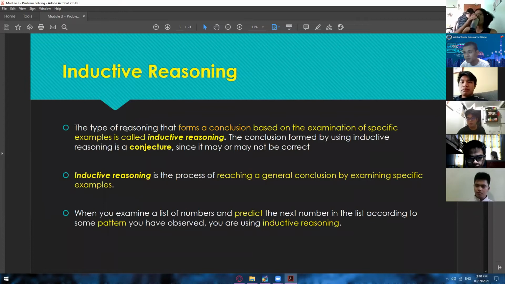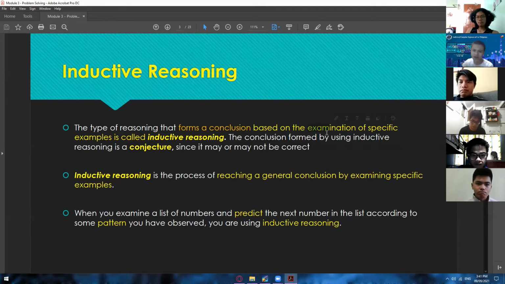Inductive reasoning is a type of reasoning that forms a conclusion based on the examination of specific examples. In our daily lives, whether we know it's inductive or deductive reasoning, we always form a conclusion in our mind. Like saying that the next winner will maybe be the Lakers, or the Clippers, or Golden State. We are basing that on the past games they had, or on the performance of a player.